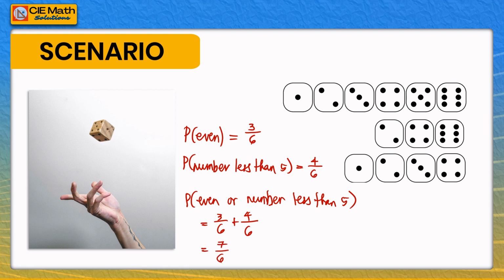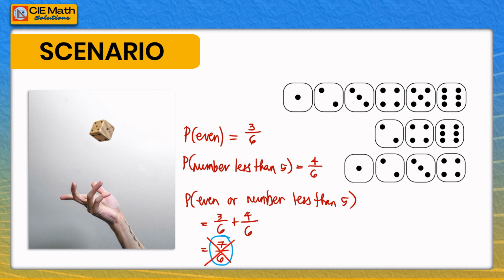However, looking at the probability, 7 over 6 is definitely more than 1. Probability rule number 1 is that the probability must be from 0 until 1 only. None of it must go beyond 1. That means this probability is not correct then. We should not get a probability that's more than 1.